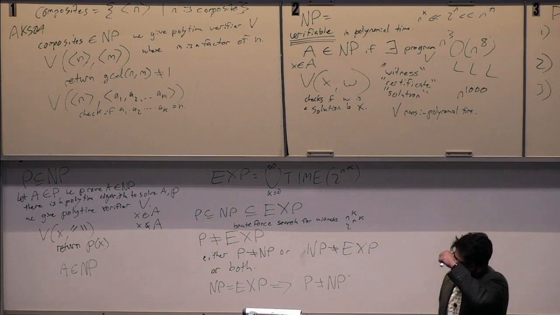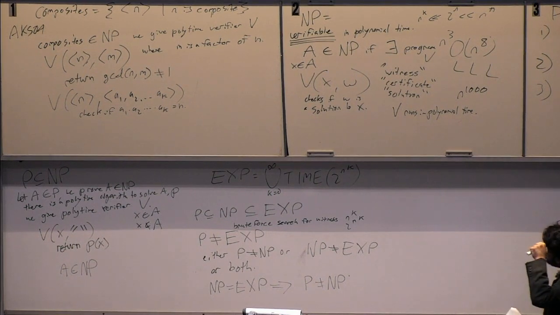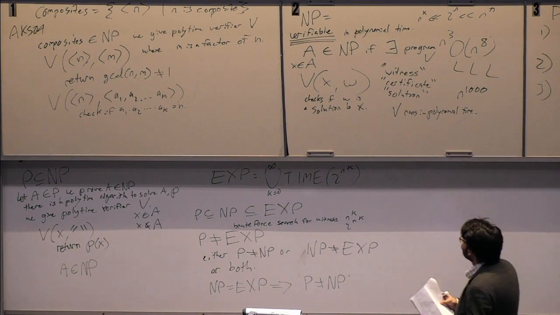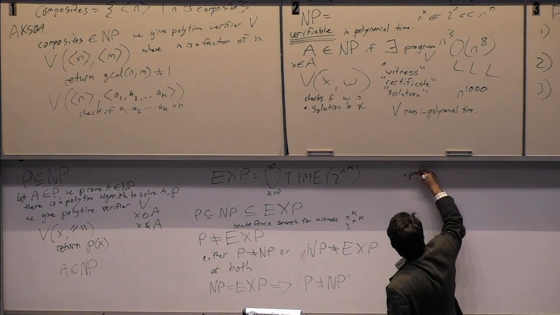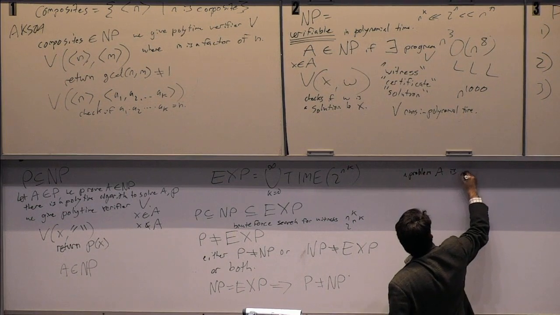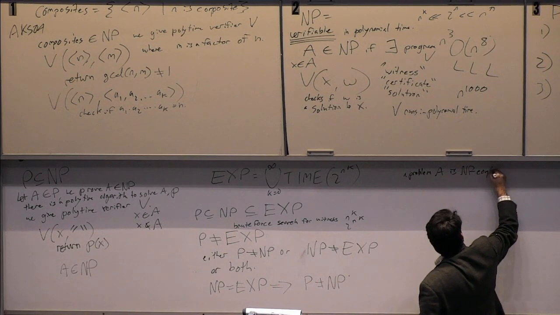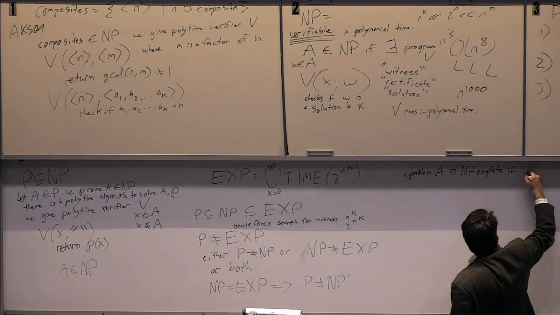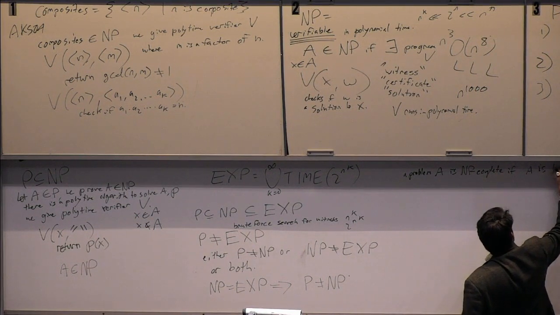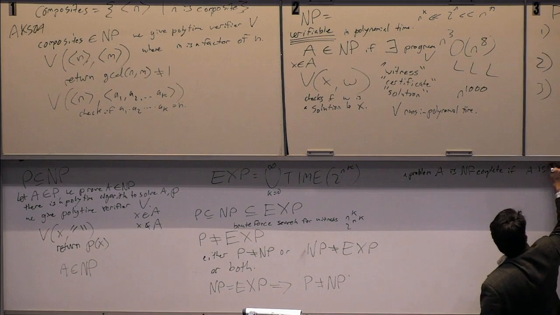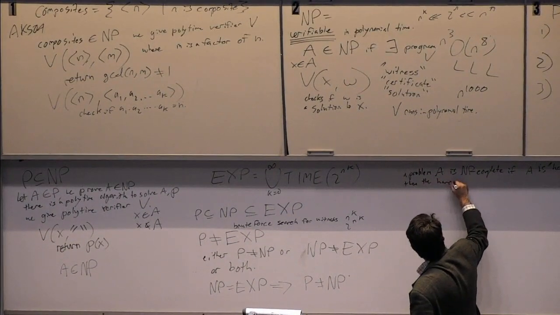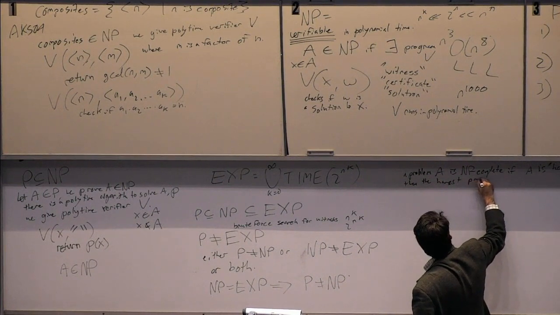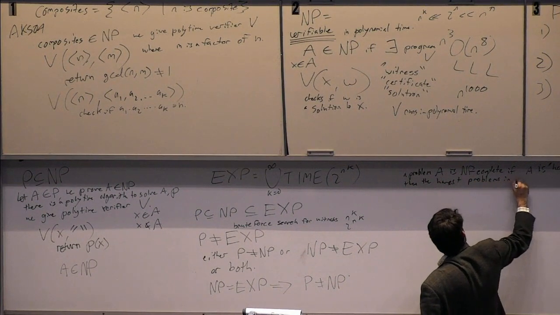OK. Let's talk about a theory of NP completeness today. So NP completeness is basically a property of a problem. A problem A is NP complete if A is harder than the hardest problems in NP.